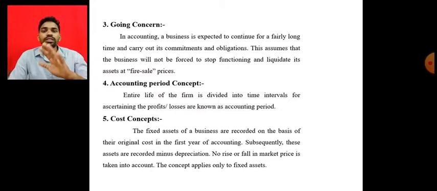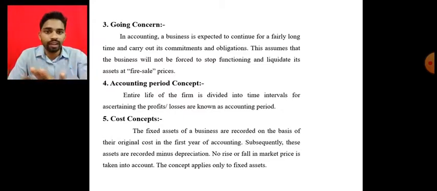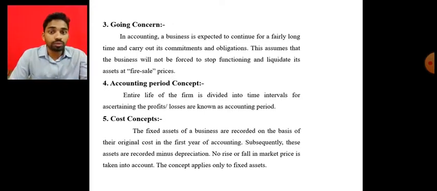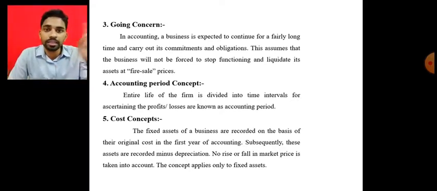Suppose in the year 2020 we purchased one machine for rupees 5 lakh. The exact purchase price is rupees 5 lakh. So this 5 lakh we have to maintain in the books of accounts. In the year 2021, which value do we have to use? In the market, the cost of that machinery in 2021 is rupees 6 lakh, which is the market value. But in 2020 it was purchased for rupees 5 lakh.